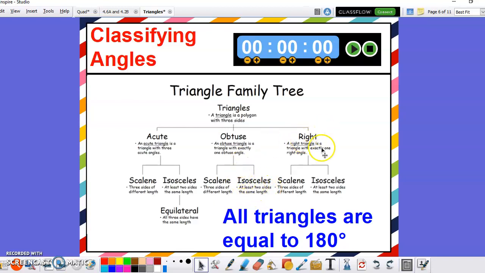And then if I had a right triangle, that means that one of the angles inside of the triangle measures 90 degrees. It could either be a scalene, which means all three of the sides are different, and one of them is a right angle. Or I can have an isosceles where one of the angles is right, and then the other two are the same.